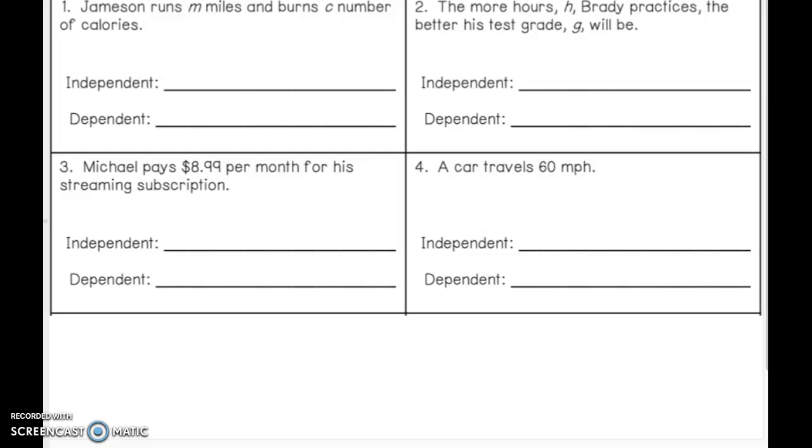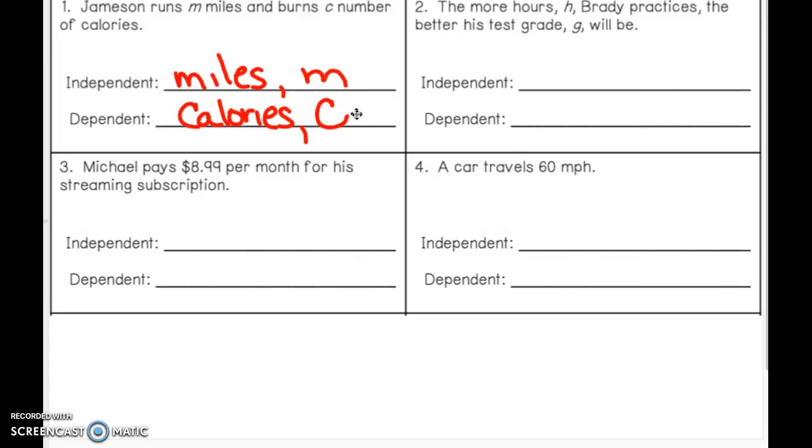And it says, Jameson runs M miles and burns C number of calories. So miles is going to be, in this case, our independent, because the number of calories will depend on how many miles we ran. So miles, M, and calories burned, C. Okay, so think about it this way. So the more hours Brady practices, the better his test grade, G, will be. So if he practices 1 hour, his grade will be something. 2 hours, it will change. So the grades will change by the amount of hours.